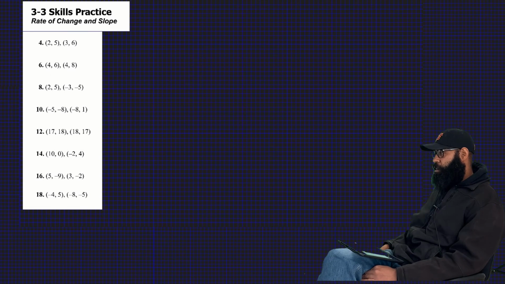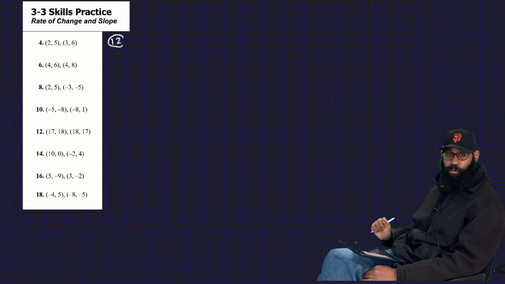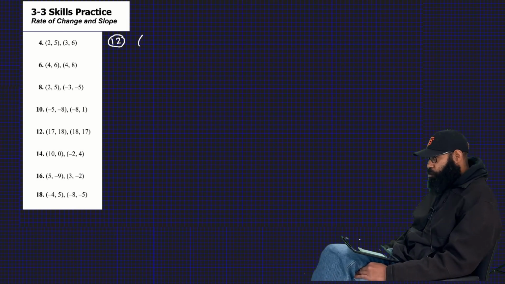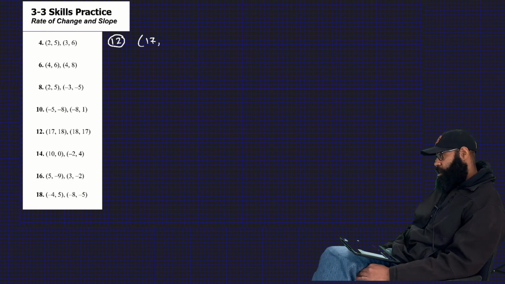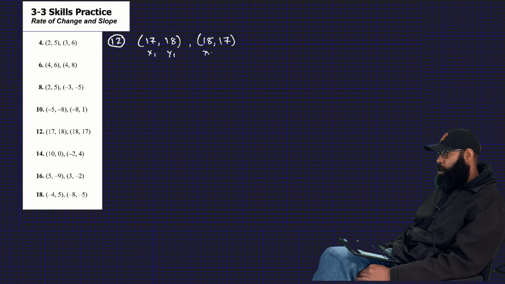All right. Cleared that out, made some room, cleared out those labels because we're going to start a fresh new batch of finding slope given 2 points. Here we go. Number 12. If I can, and I know I can, I hope you can by now too. Let's go ahead and write the coordinate and label the coordinate. Get our second one in there. Looks like 18, 17, and label the coordinate.